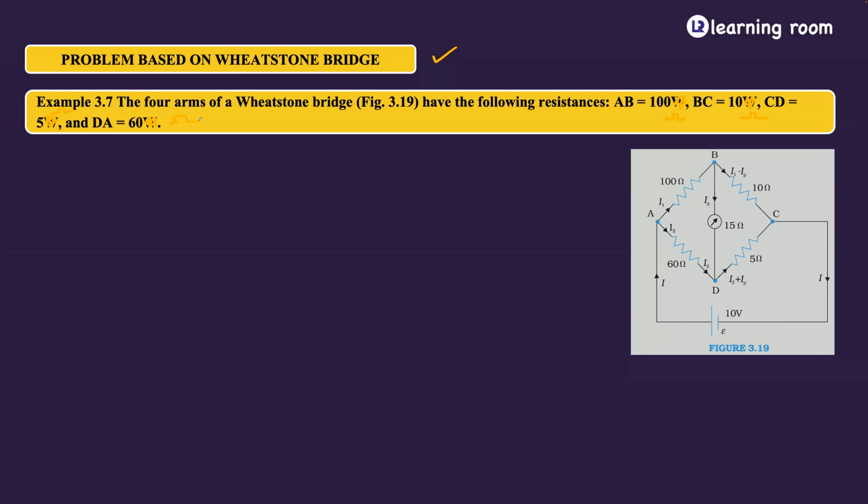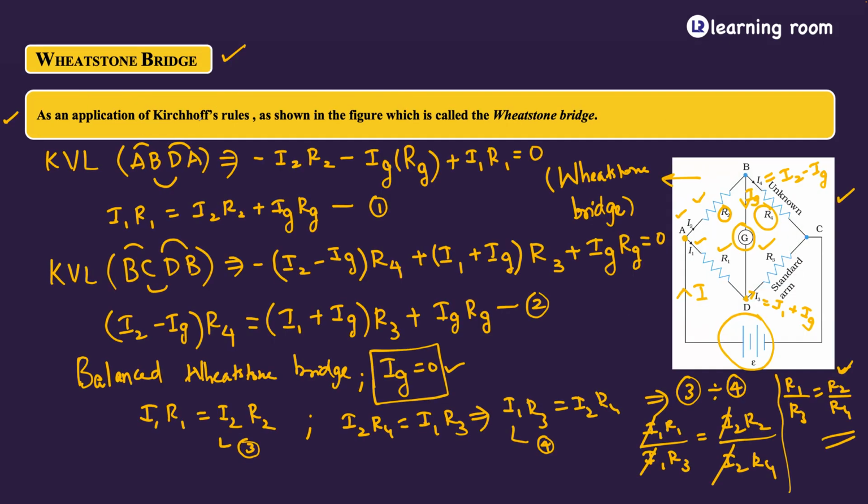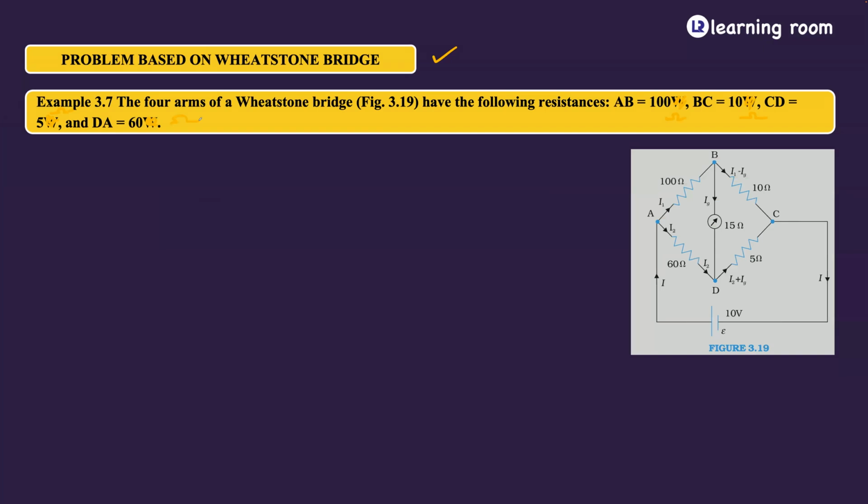Okay. So observe. Though this problem is actually based on Wheatstone bridge, you cannot directly say, if you observe, the relation is very simple. R1 divided by R3, the ratio of the resistances that are nearby or in the neighborhood, R1 by R3 is equal to R2 by R4. Okay. So here I cannot use that 60 by 5 will be equal to 100 by 10. Why?